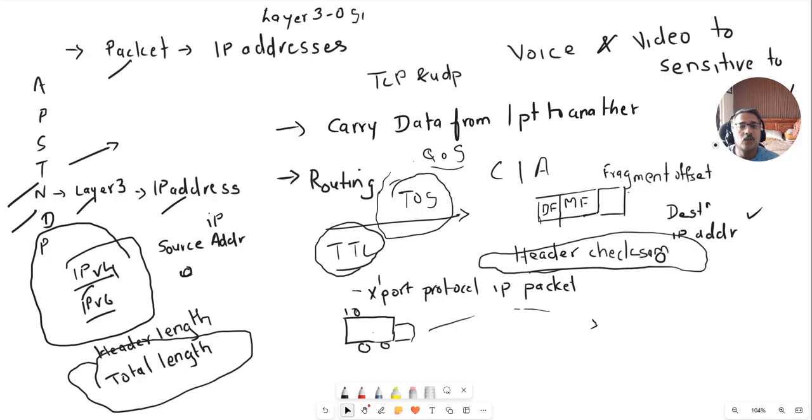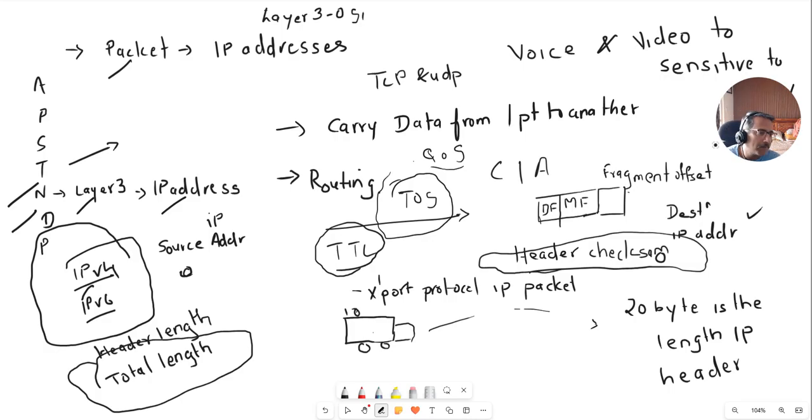So let's see how the IP packet actually looks like. What is the max size of the packet? 20 byte is the header length of the IP packet. Whenever someone asks you about the IP packet or the different fields of the IP packet, if you understand it logically, then you will be able to immediately answer all the different fields of the IP packet.